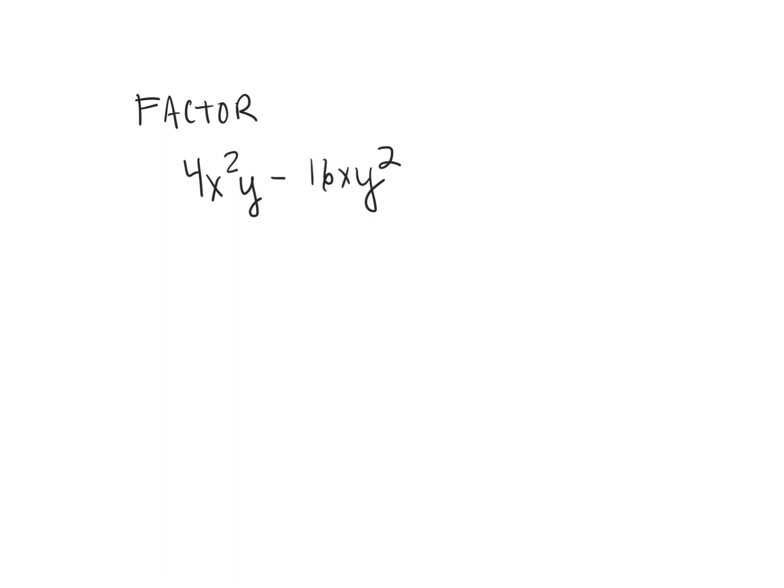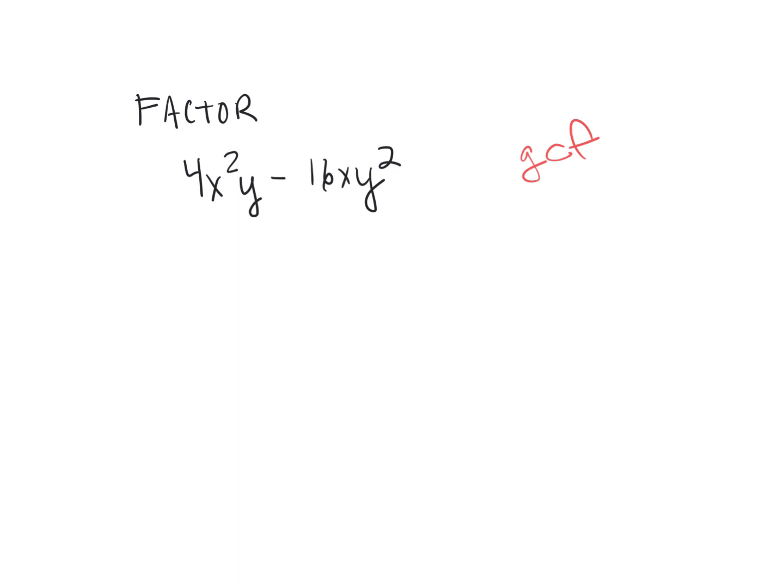In this review video, we are going to be looking at factoring. So remember, the first type of factoring that we always talk about is looking to see if there's a greatest common factor. And a greatest common factor can be a number, a variable, or a combination of number and variable.